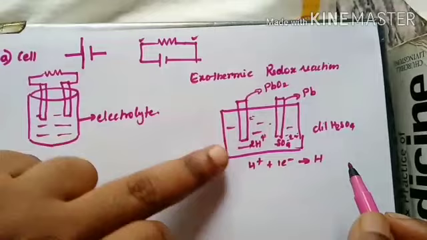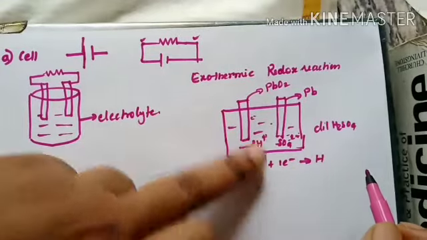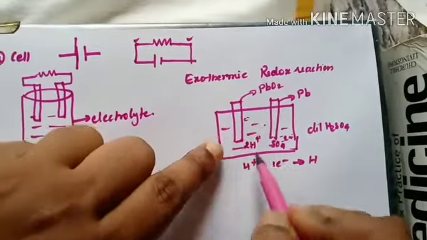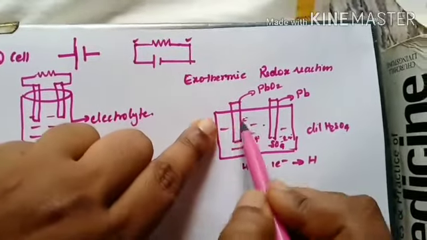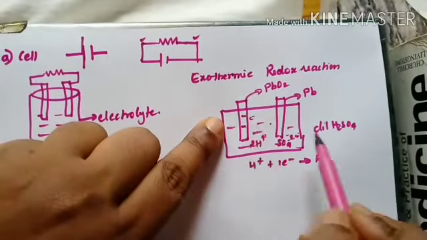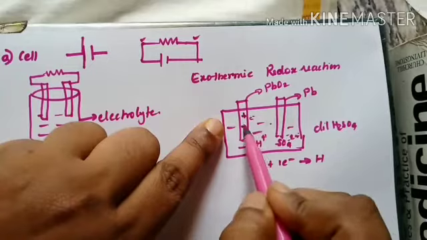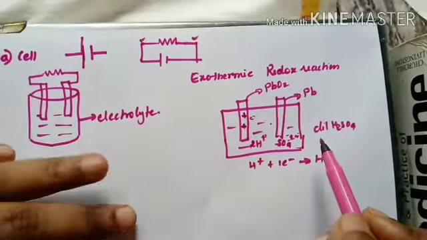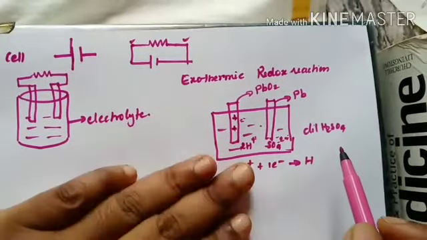So as soon as the electrons are lost from PbO2, what charge will PbO2 get? If it is losing electrons, 2 electrons lost means now PbO2 has 2 positive charge. Electrons are lost, so now PbO2 is positively charged. This much is clear, right?